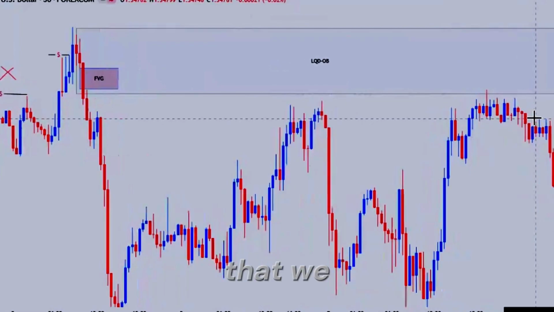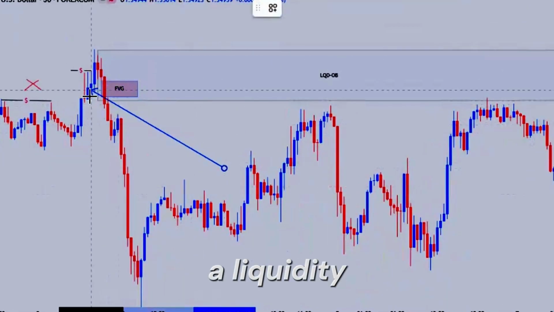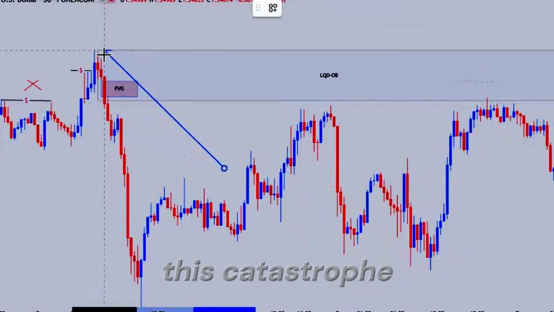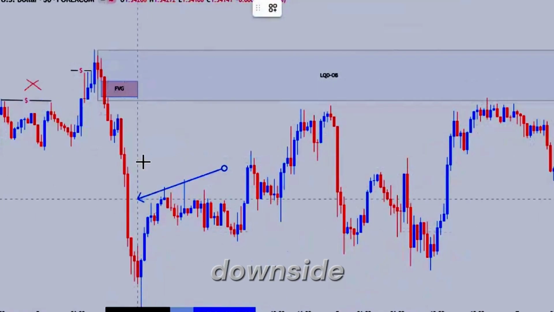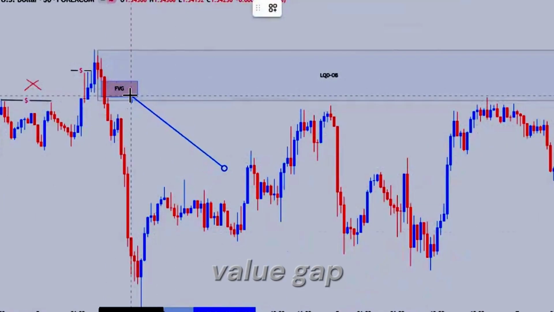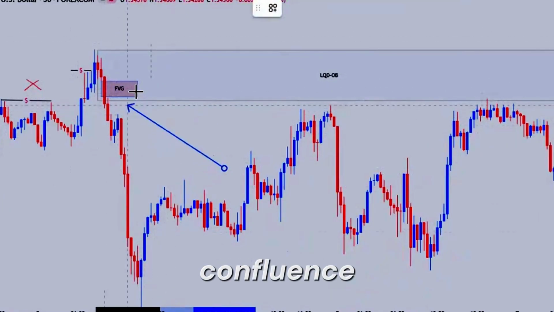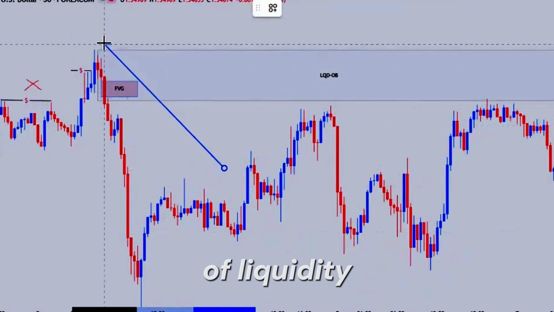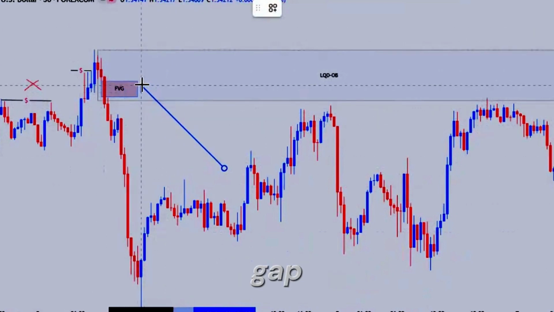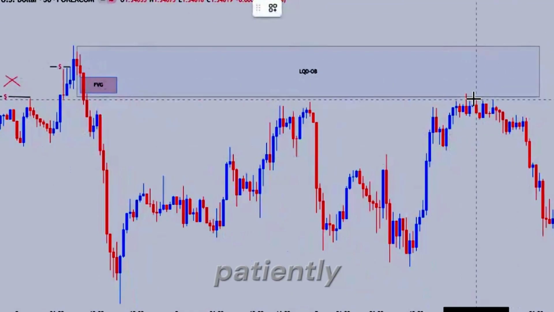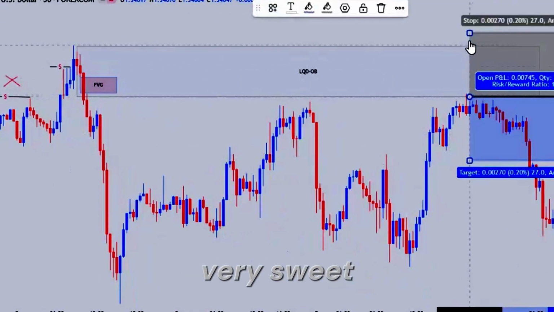You can see that we did not only mark out a liquidity order block that caused this catastrophe and price to start dropping to the downside, we also marked out a fair value gap. So this is a confluence of liquidity order block and also fair value gap. This is where you'll be waiting patiently. Price mitigates here, very, very sweet and nice.